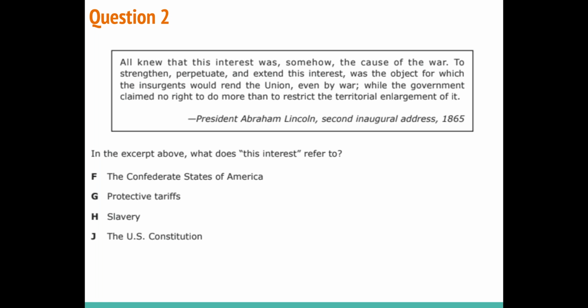Hopefully you all were paying attention and have a general understanding that this interest is slavery, right? They're talking about slavery, H being the answer. Slavery is what the South was trying to perpetuate and strengthen and why they were fighting. All right, moving on now to question 3.